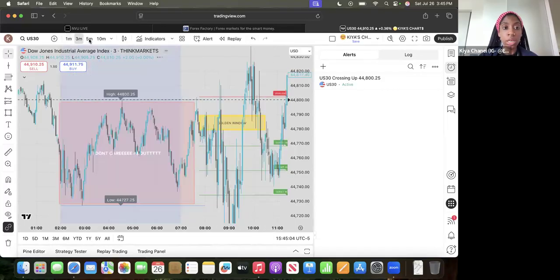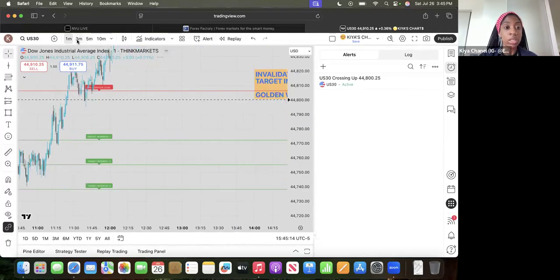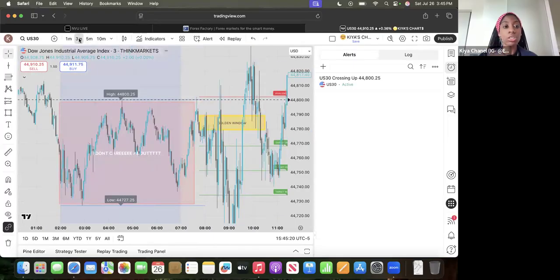So 1, 3, 5. As soon as I get that alert to my phone, I'm like, oh, okay, now it's time for the action. So now I'm going from 1, 3, 5, 1, 3, 5 until I see the first time frame that is giving me a trade idea.